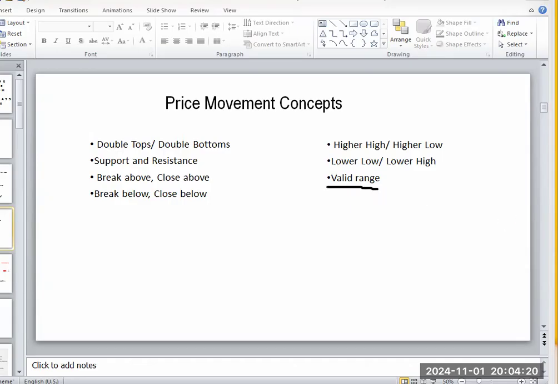What I want us to achieve tonight is for us to be able to look at any chart and just know immediately, is it going up or is it going down or is it going sideways? We need to be able to determine market direction as quickly as possible.